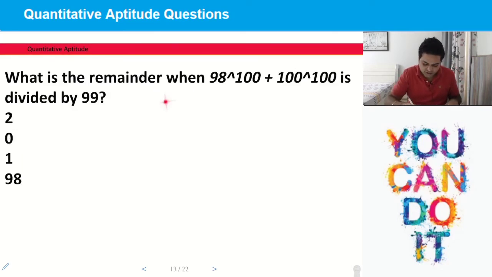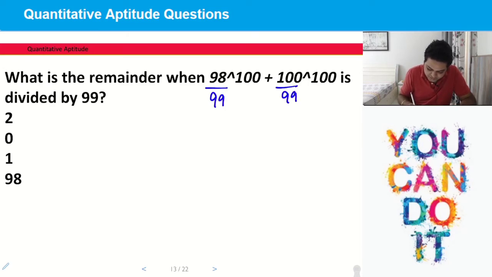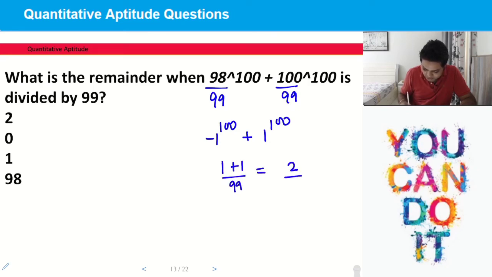Next is, what is the remainder when 98 raised to 100 plus 100 raised to 100 is divided by 99? So if I divide it individually by 99, this thing will give us minus 1 raised to 100, and this thing will give us 1 raised to 100. That is 1 plus 1 divided by 99, that is 2 by 99. So the answer is 2.